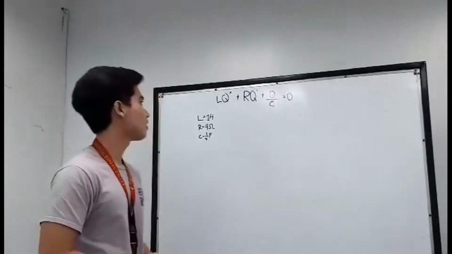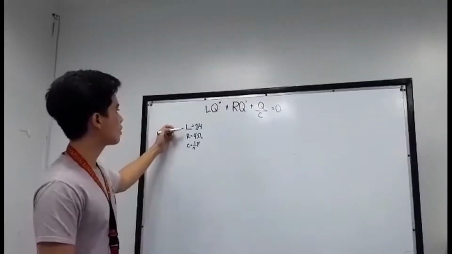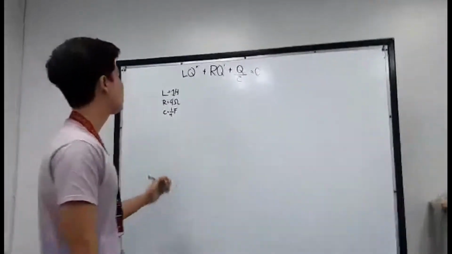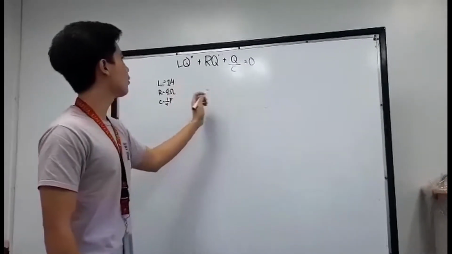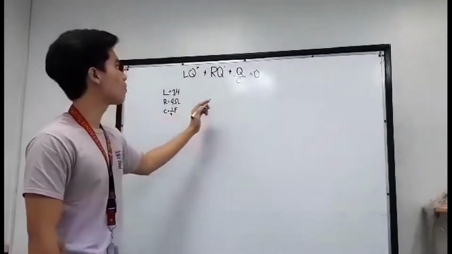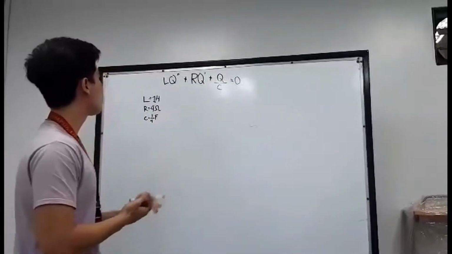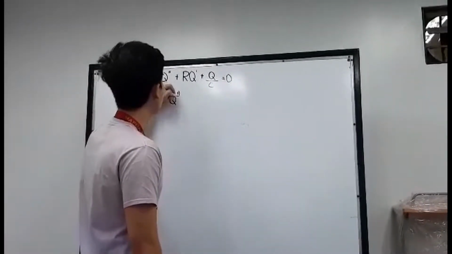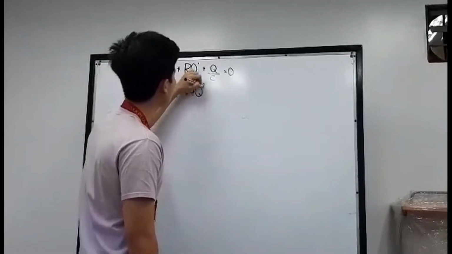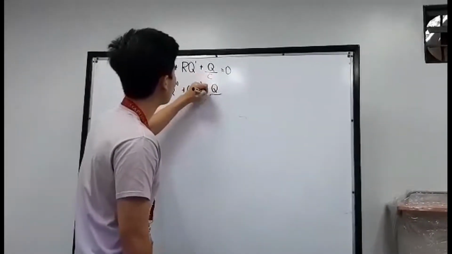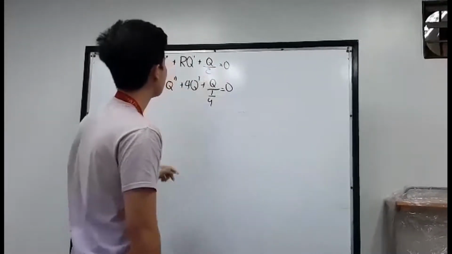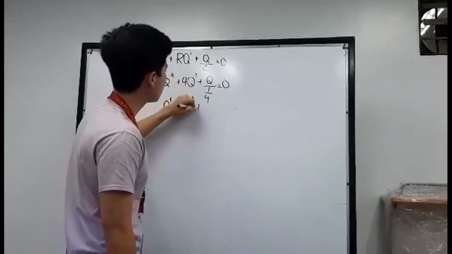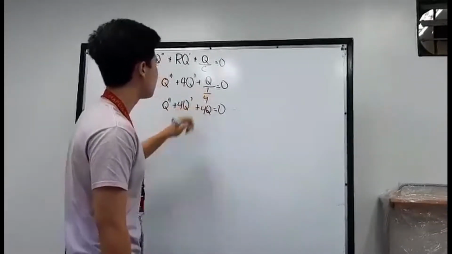So again, we have the values of inductance equals 1 henry, resistance equals 4 ohms, and the capacitance equals 1/4 farad. So again, we have the equation LQ double prime plus RQ prime plus Q over C equals 0. If we substitute these values, we have Q double prime plus 4Q prime plus Q over 1/4 equal to 0. So this is also equal to Q double prime plus 4Q prime plus 4Q equal to 0.